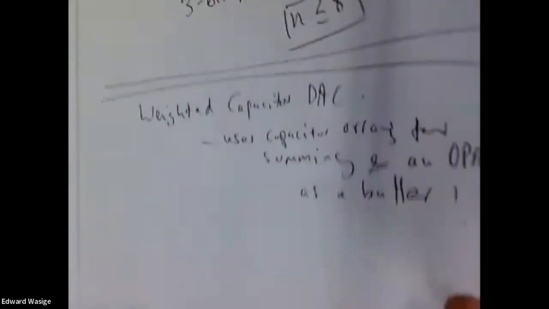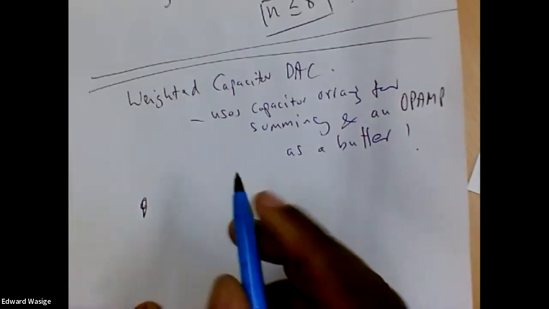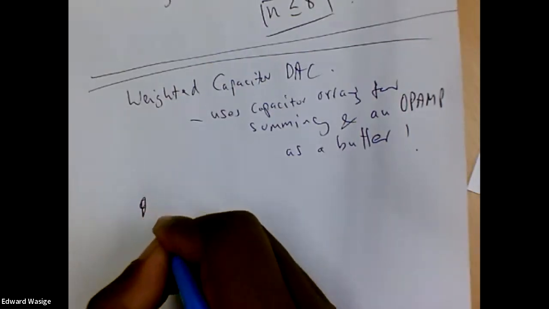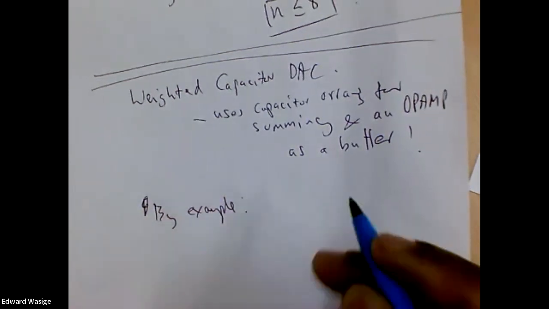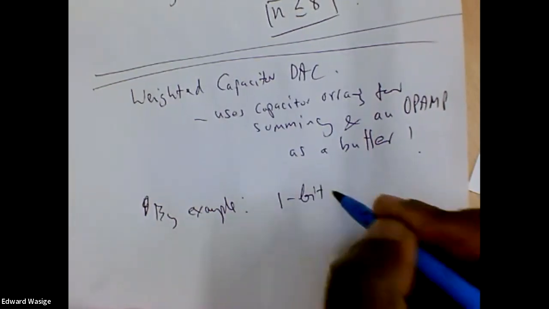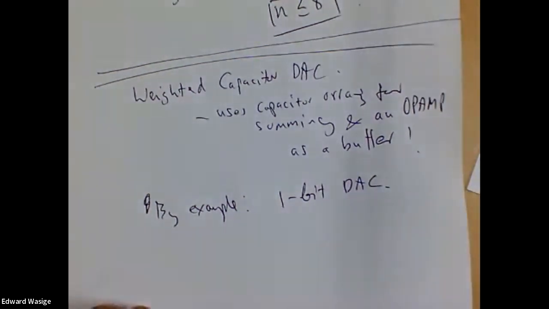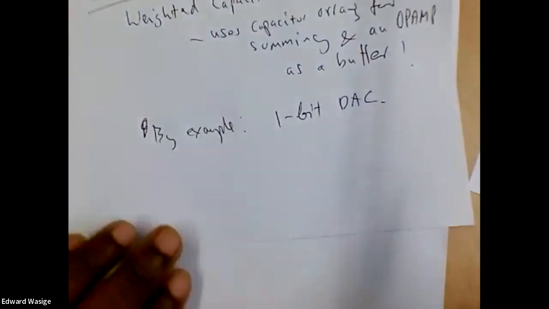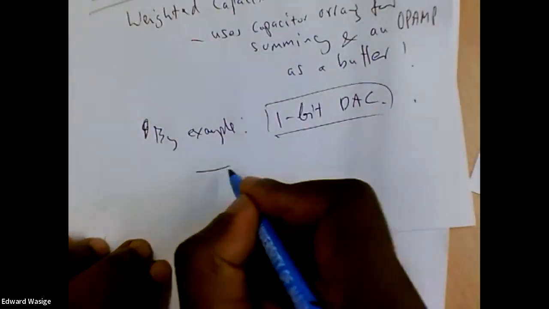And how to do this? This is best done by example. So we'll do this by example, and I'll start with the 1-bit DAC using capacitors. So we'll not go directly to it, but we'll look at it.